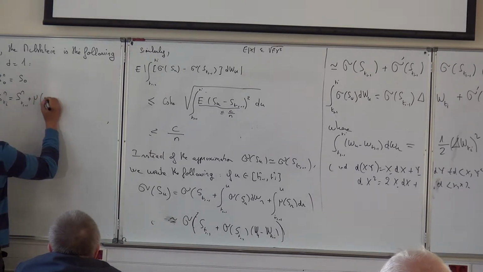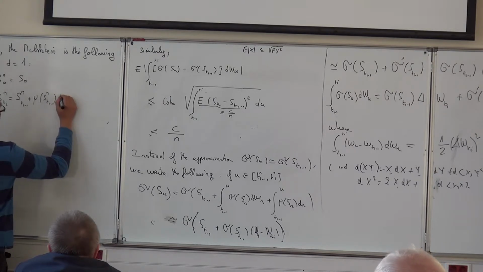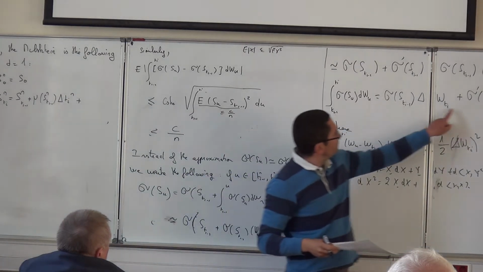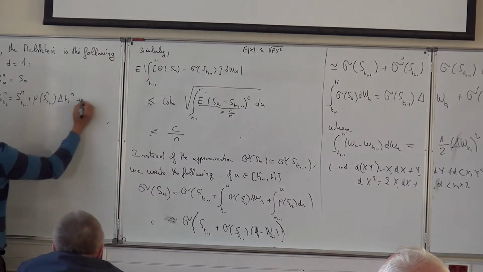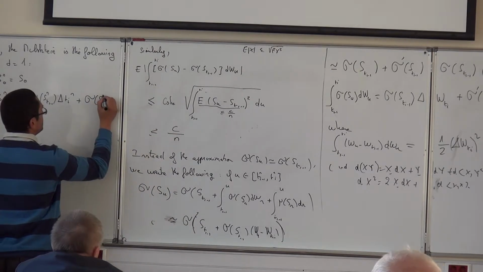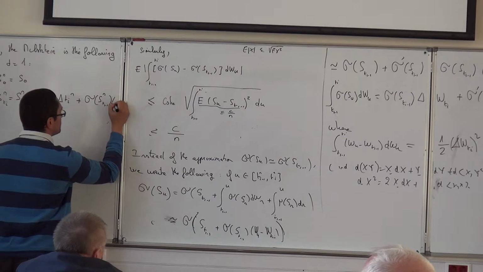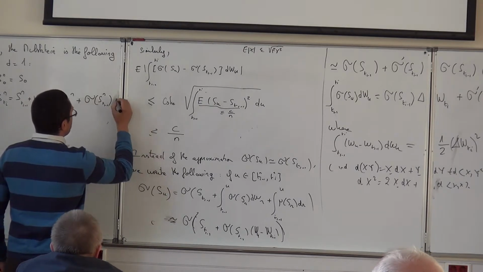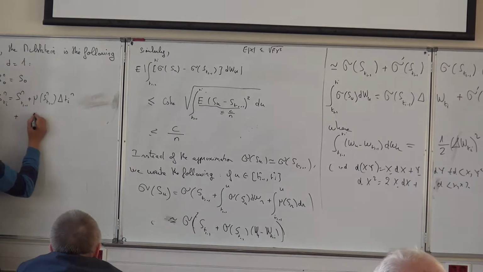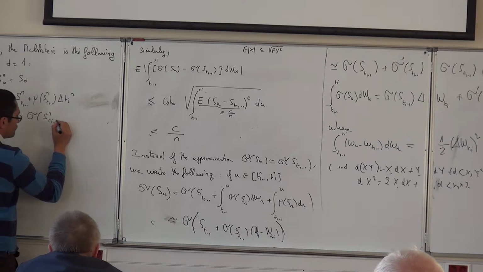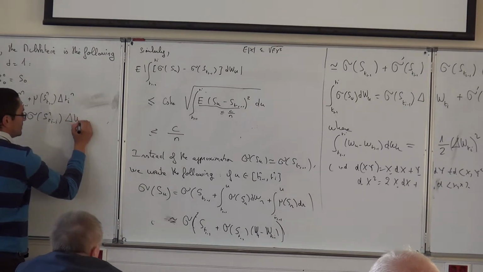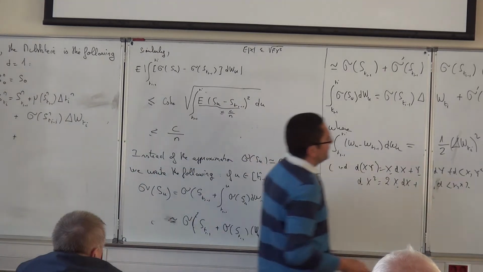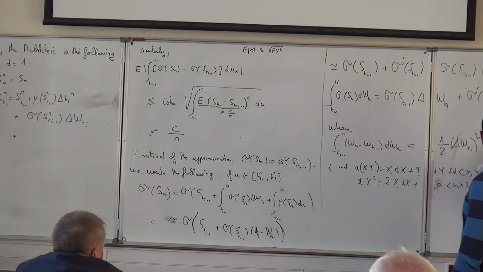for the drift, as usual, plus we follow this approximation: sigma of Sn Ti minus 1 times delta Ti, plus sigma Sn Ti minus 1 times the increment of the Brownian motion delta Wti, plus this multiplied by this.